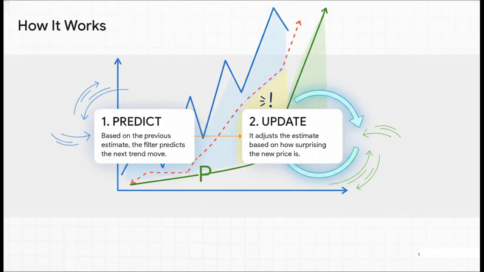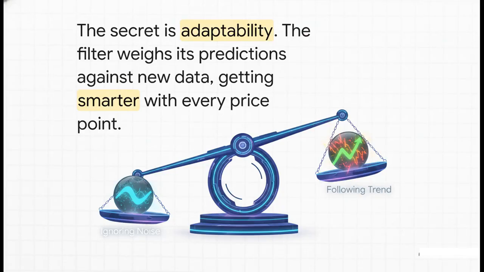So how does it pull this off? It uses this really clever two-step dance. First, it makes a prediction. It says, okay, based on everything I know, here's where I think the real trend should be right now. Then the next price tick comes in, and it doesn't just update. It compares its prediction to reality, and it uses that difference, that surprise, to correct itself and get even smarter for the next prediction.